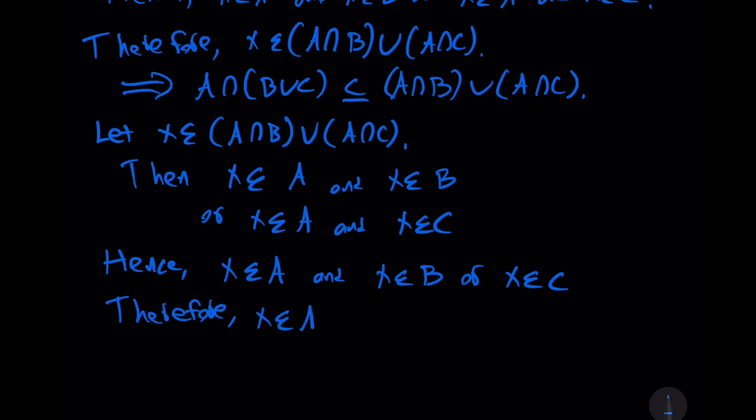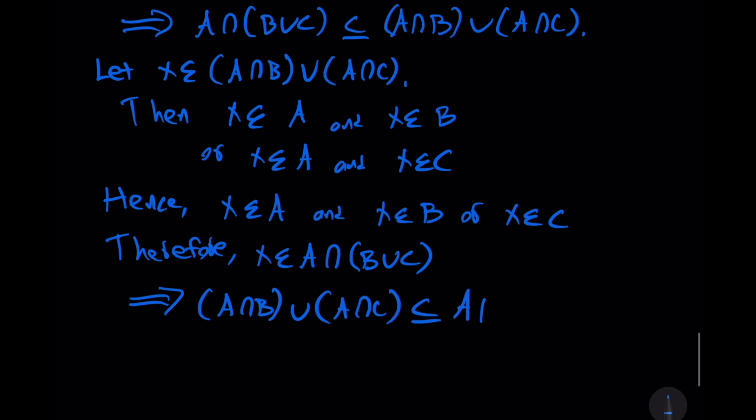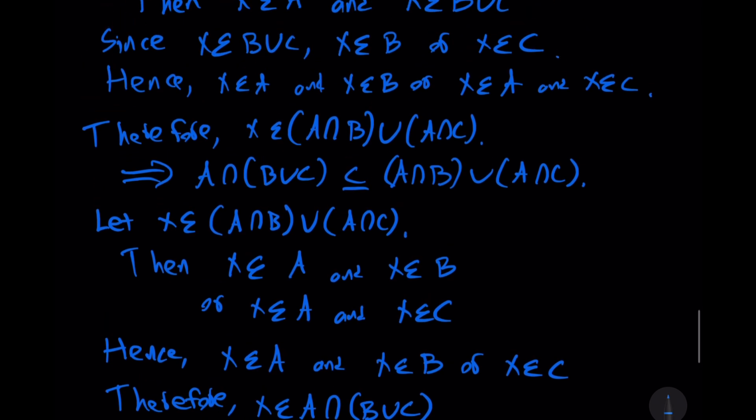X is an element of A intersection with the union between B, C, and from that, A intersection B union A intersection C is a subset of A intersection B union C. Conclusion: A intersection B union C is equal to A intersection B union A intersection C. And that concludes that proof, because we prove that both are subsets of each other, so we have a statement of equality. That's a step-by-step proof of the distributive law in set theory.